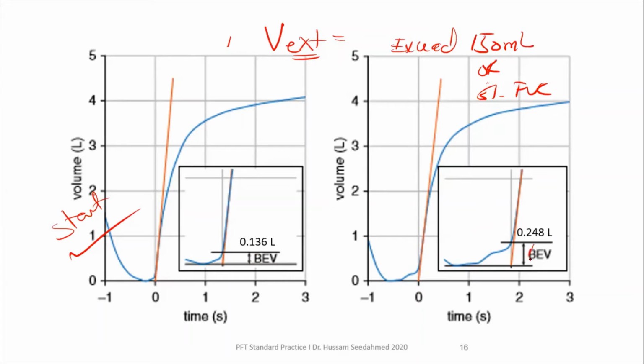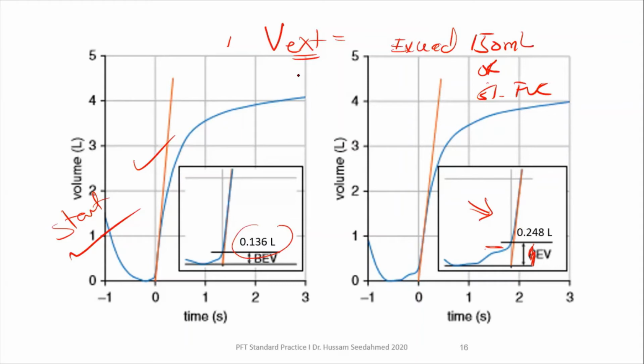Like this one, this here is the extrapolated volume. We notice here that this extrapolated volume is 0.136, which is less than 150. So this is an acceptable result. But this one is not, because the extrapolated volume is more than 150. So the extrapolated volume usually is going to affect the reading of the FEV1.